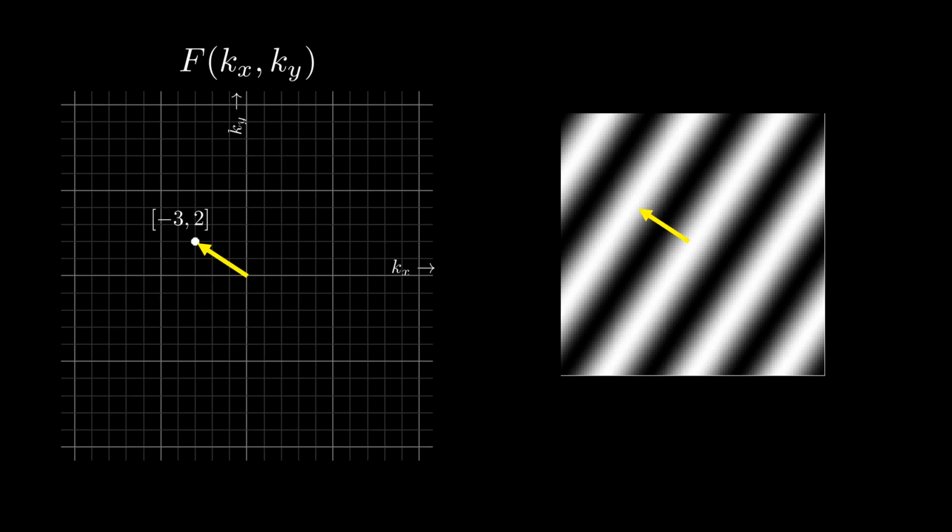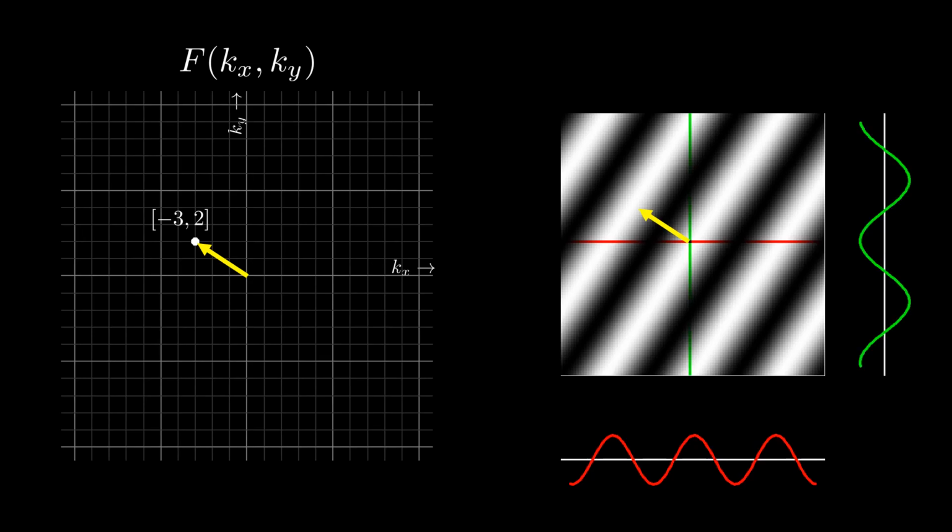Another way to think of it is to see that if we examine any single row of pixels, the frequency will be the kx frequency, and any single column of pixels will be the ky frequency.